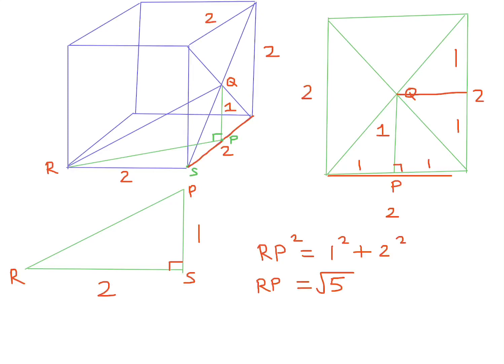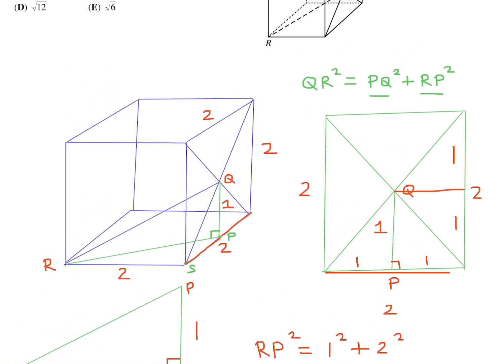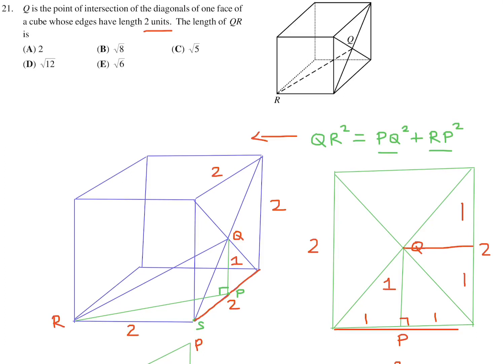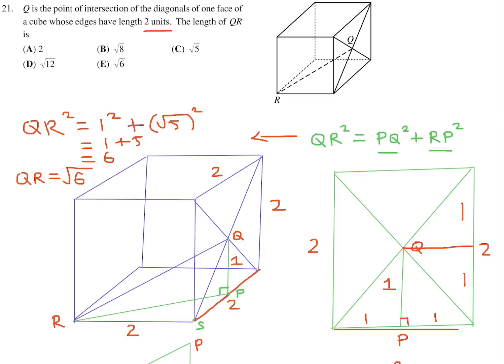And I think we've got it all. We've got QP and RP. So we can go back and plug it into here. So QR squared is equal to QP, which is 1 squared, plus RP, which was root 5 squared. So we've got 1 plus 5, which is 6, and therefore QR is equal to the square root of 6. So the answer here is E.